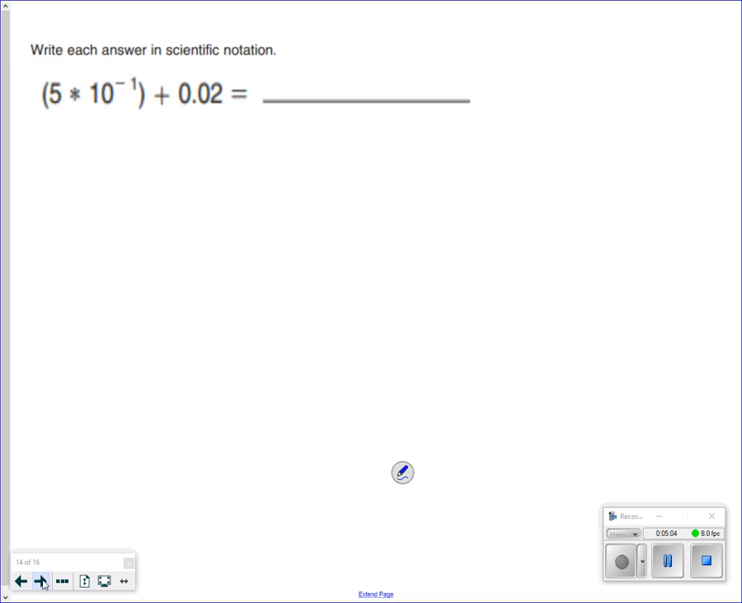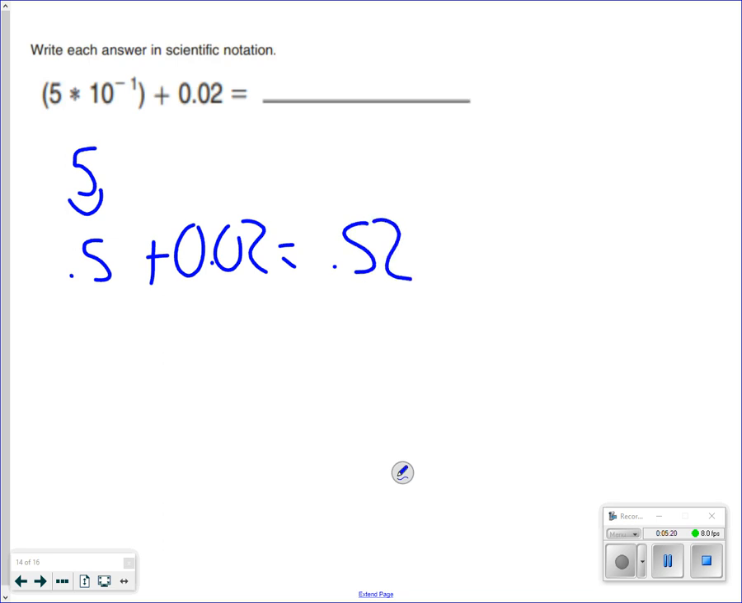Let's take a look at this next problem here. 5 times 10 to the negative 1 power, so that means I have a 5. The decimal's here, so I'm going to have to move the decimal, so I'm at 0.5 plus 0.02. If I add these up, I get 0.52. What would that look like for an answer? Well, I have to move my decimal to this spot right here, which means I move my decimal one spot, to the negative, so it's 5.2 times 10 to the negative 1.